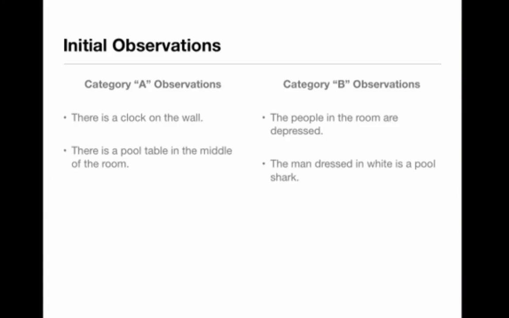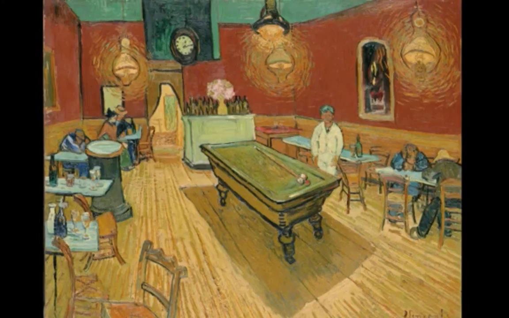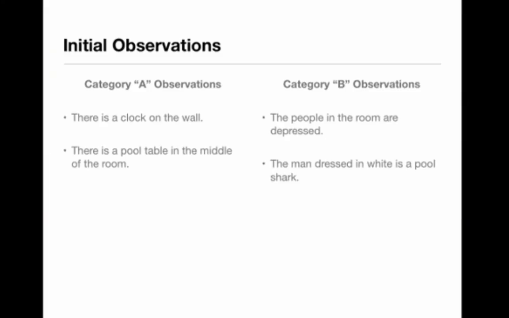Okay, so the second category of observations include the idea that there are people in the room that are depressed and that the man dressed in white is a pool shark. Looking at the image, you can see the man dressed in white, sort of on the 1/3 line using the rule of thirds, clearly in a white suit. The depressed people are sort of pushed off to the margins, off to the sides next to the very edge of the frame, sitting at the tables on both the left and the right. So these are our two sets of observations, category A, category B. We need to figure out what the difference is between these two sets of observations.